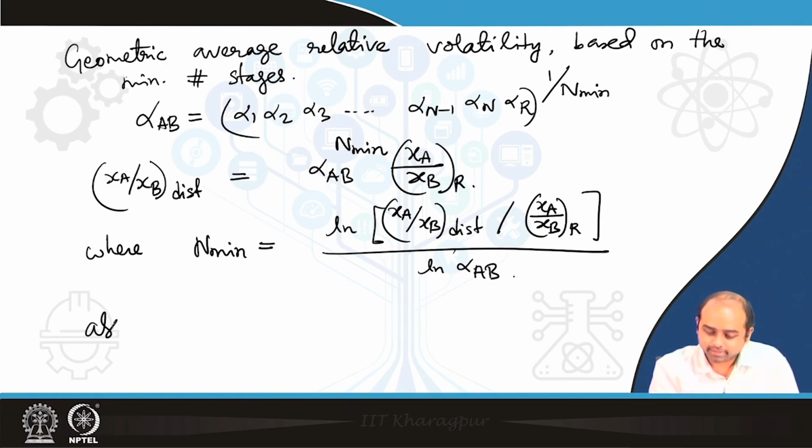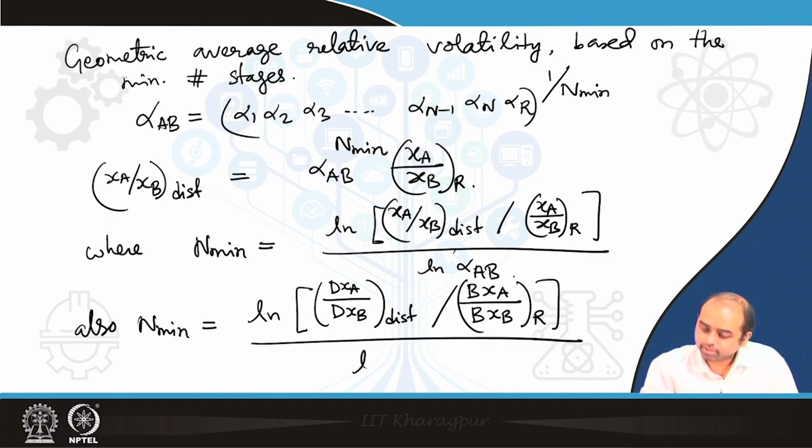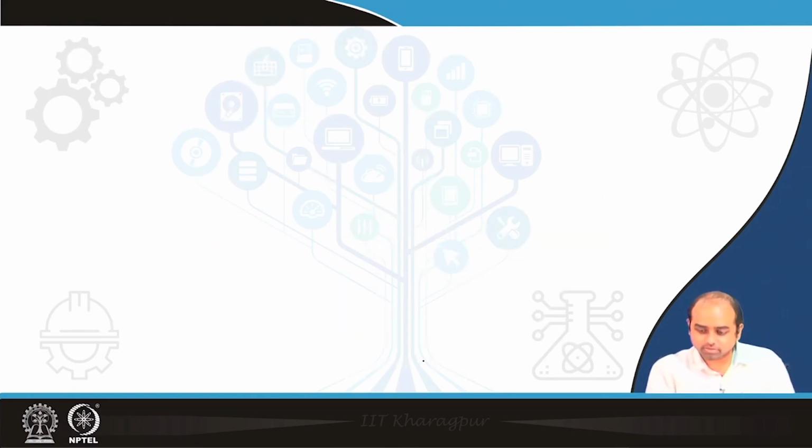You can also write this n min in terms of the fractional components, as D XA by D XB, where D is the distillate rate, divided by B, where B is the bottoms rate from the reboiler. This is also possible. So you can write this n min based on the fractional recovery of the system. That is also possible in this case. How? Let us work that out.